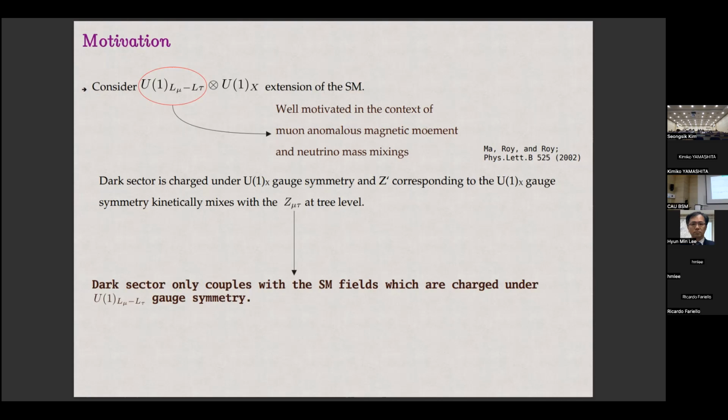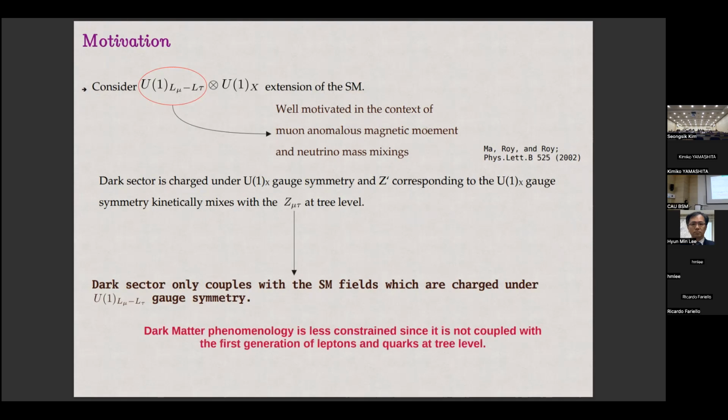And since the Z prime is coupled with the muon and tau flavored leptons, the phenomenology of this model is less constrained in comparison to the gauged B minus L scenario, where the dark sector is directly coupled with the first generation of standard model leptons or the standard model quarks.